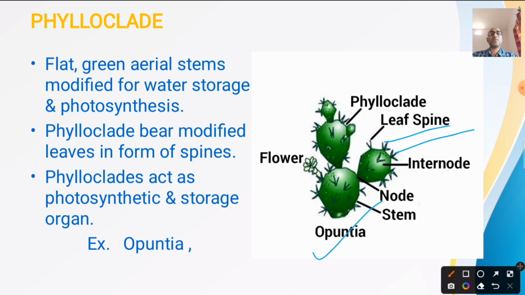These are all stems. They have been modified into flattened greenish structures called phylloclades. So they perform the function of your leaves. They contain chlorophyll, thus they help in photosynthesis. At the same time, they act as a storage organ. Okay. Example is Opuntia.